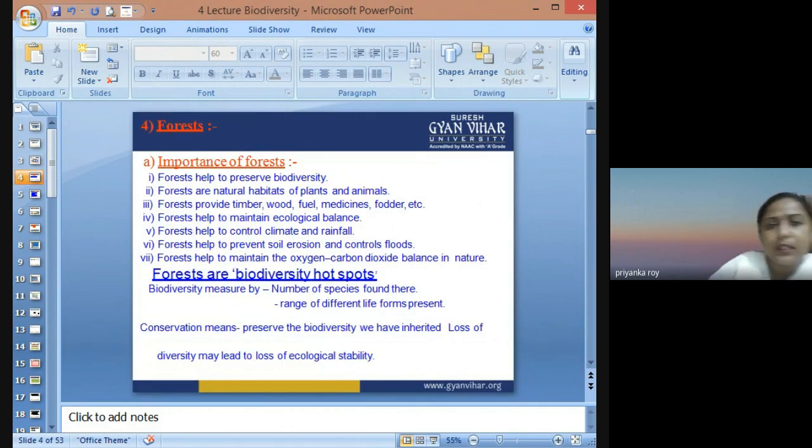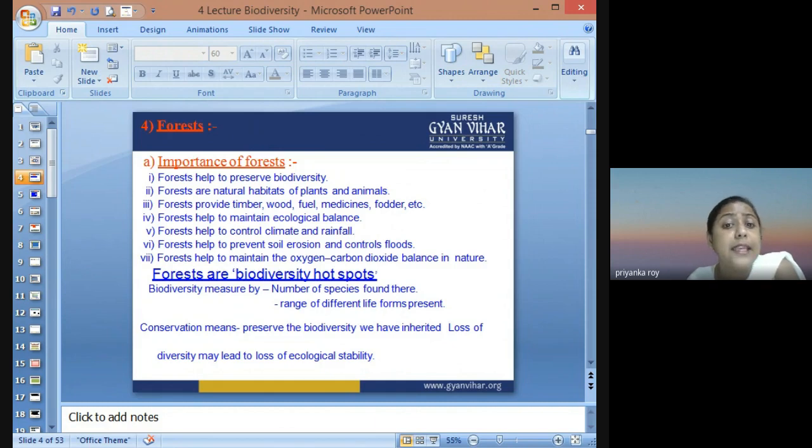So what are the things that are very important? Like the importance of forests, because biodiversity has various aspects like forests. The importance of forests is that they help to preserve biodiversity. Forests are natural habitats for plants and animals. Forests provide timber, wood, fuel, medicines, fodder, and so many other things.